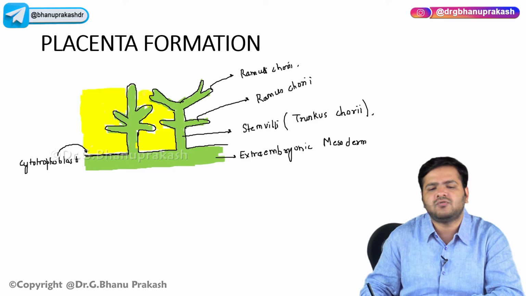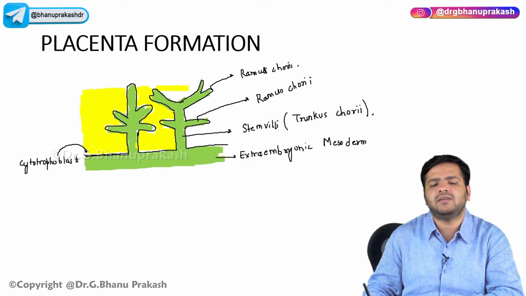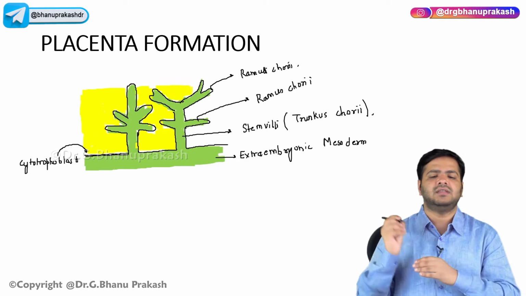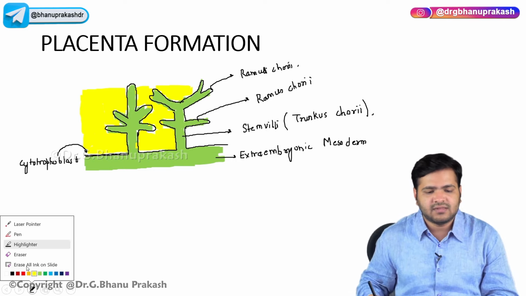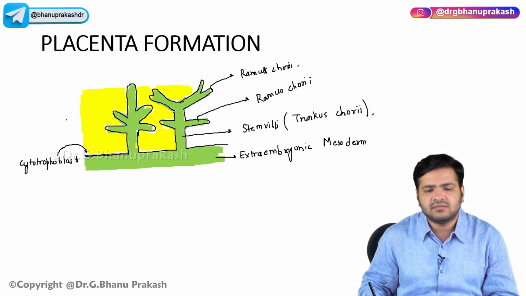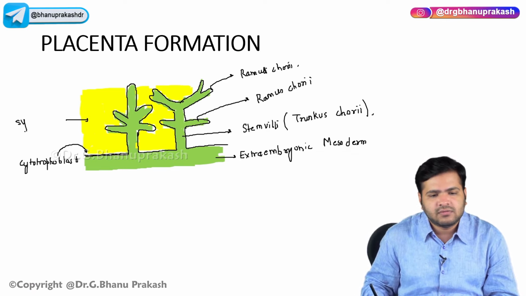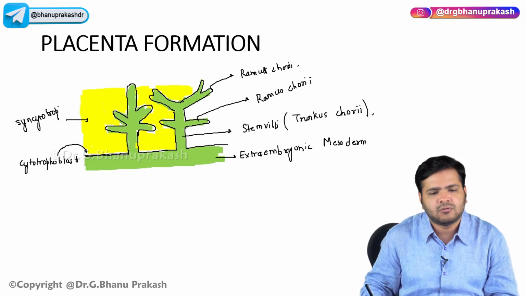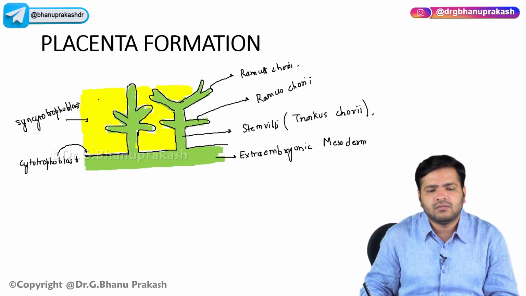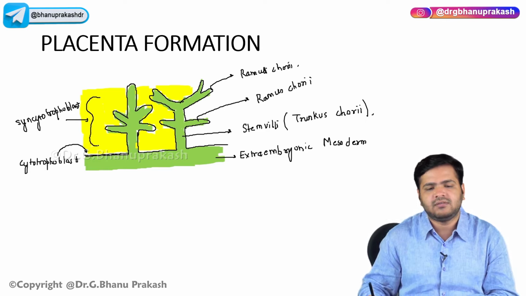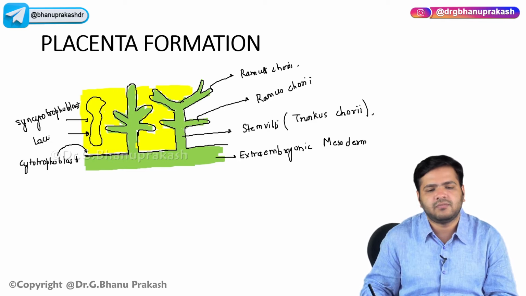This is the Syncytiotrophoblast, which is containing the lacunae and everything, right? The lacunae will also increase in size, right? So let me just mark this. This is the Syncytiotrophoblast, and it will contain the large lacunae, right? This one. This is the lacuna.